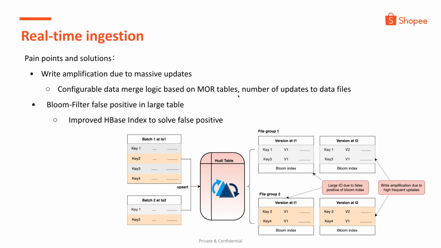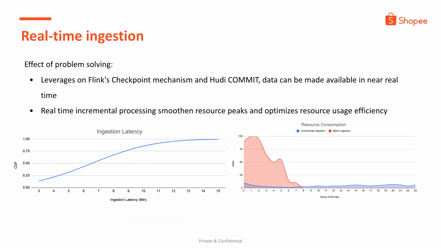The second problem is that the default Bloom filter causes false positive problems in large tables. In this case, HBase index is used to solve the problem of writing large data sets. What's more, we improved the HBase index to solve the data skew issue in reduce servers. Next, please.